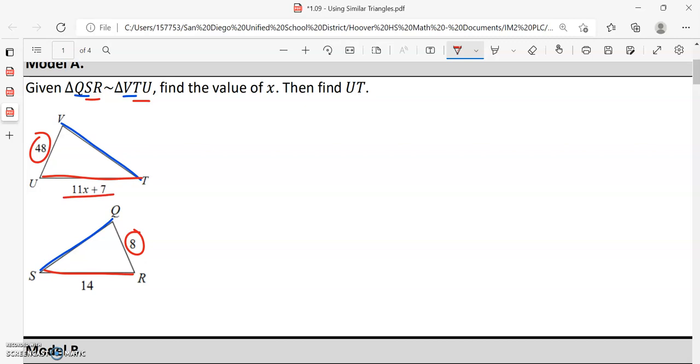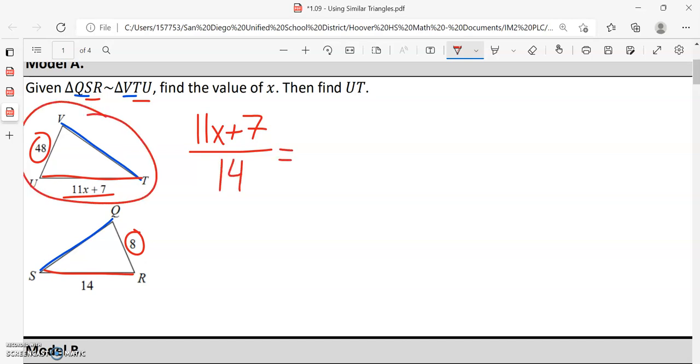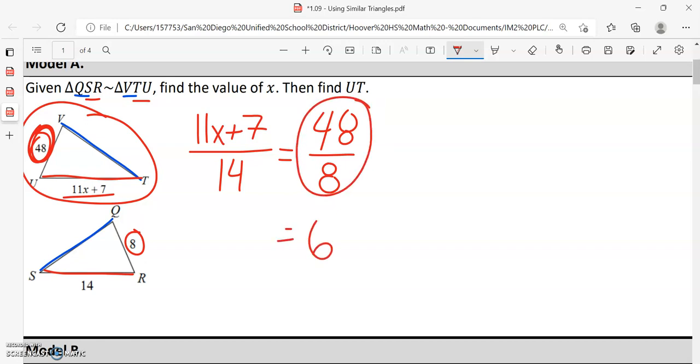I always want to identify our variable and put that in the numerator of our ratios. So we'll do 11x plus 7 over 14. And we use this triangle in the numerator, which means that the 48 will go also in the numerator, and that is over 8 in the corresponding side. First thing you might want to do right away is 48 over 8. That is simply equal to 6.